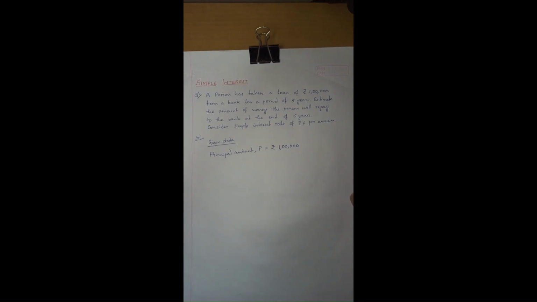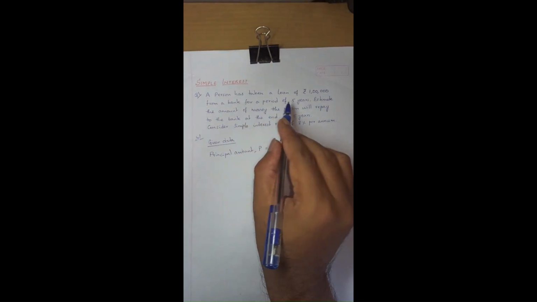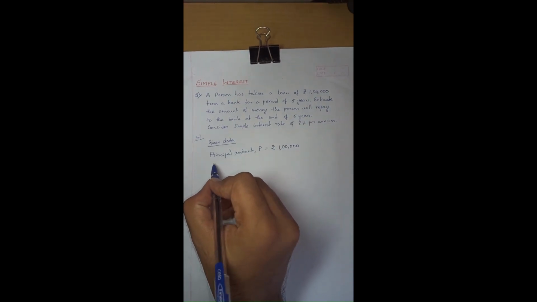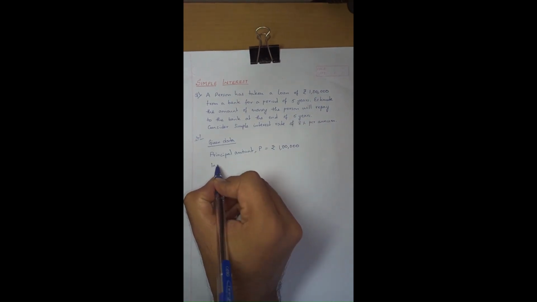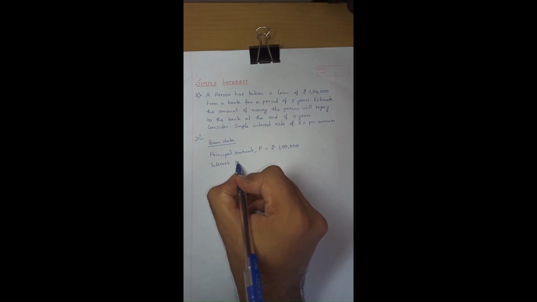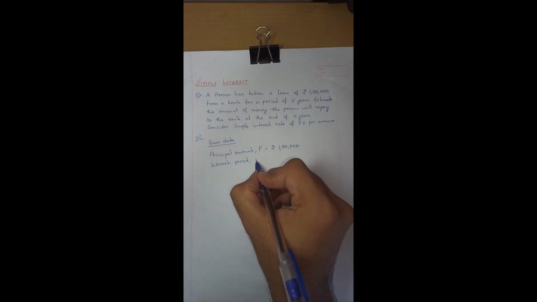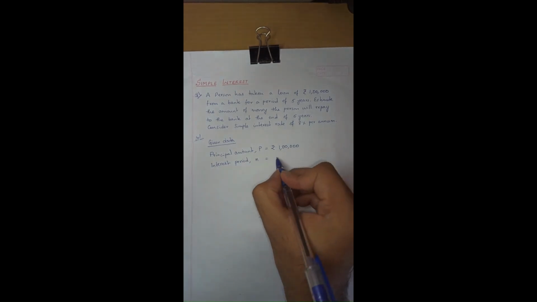Next, they have given us the period at which he has to repay. That is the interest period they have given. Interest period, which is denoted as small n, which is 5 years.